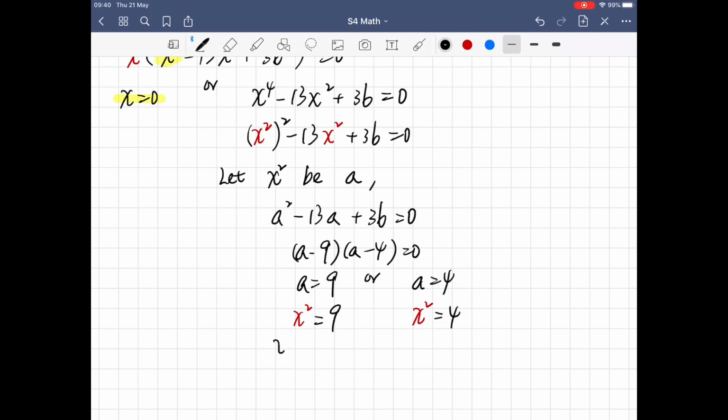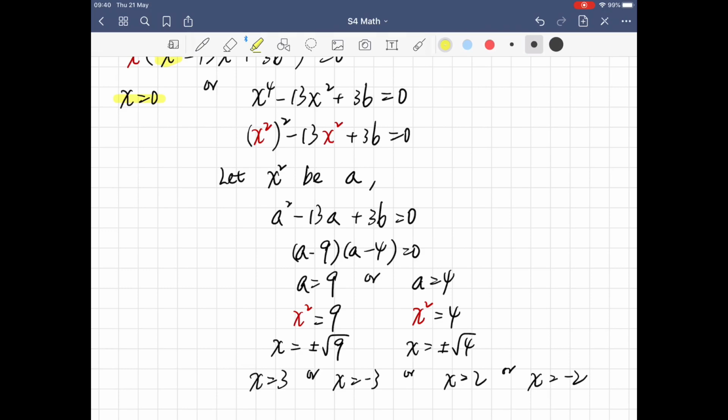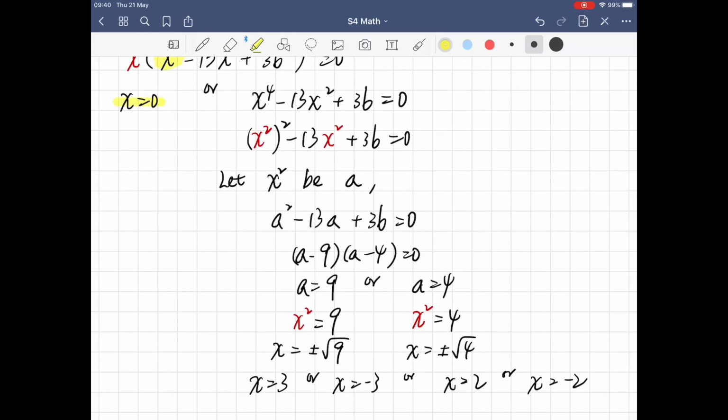Then we have x equals plus or minus the square root of 9, or x equals plus or minus the square root of 4. Finally, x equals 3, or x equals negative 3, or x equals 2, or x equals negative 2. So finally, in this question, there are 5 solutions: x equals 0, x equals 3, x equals negative 3, x equals 2, or x equals negative 2.